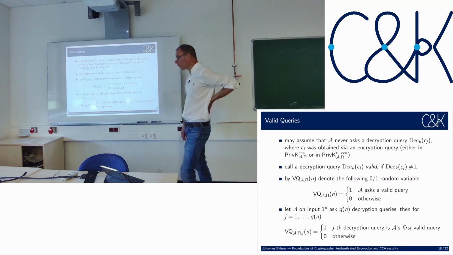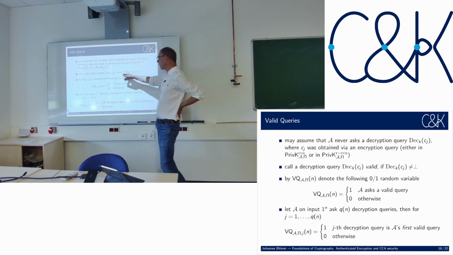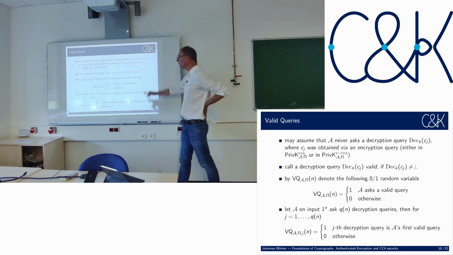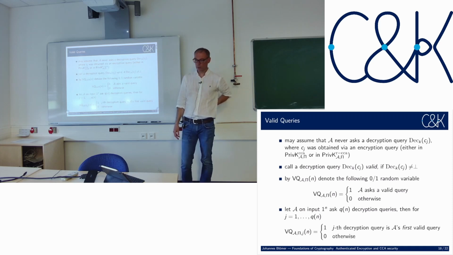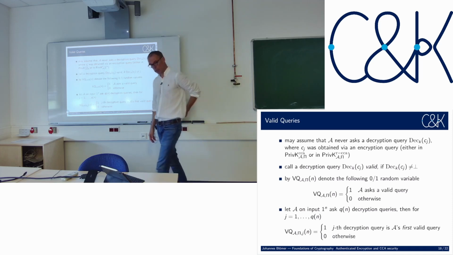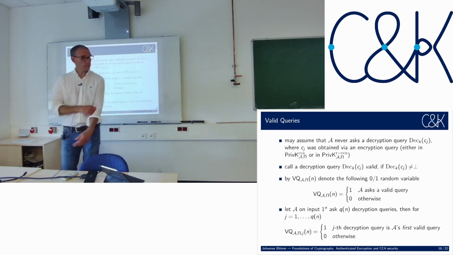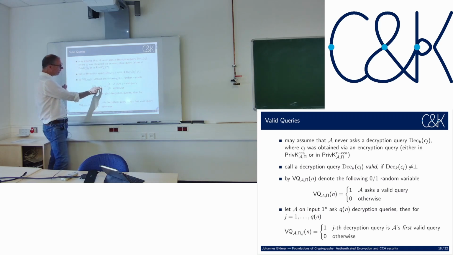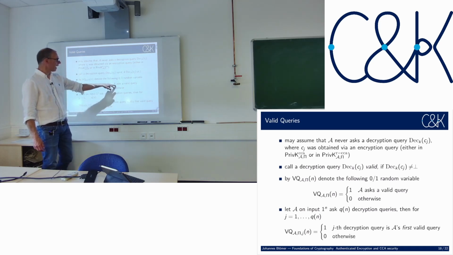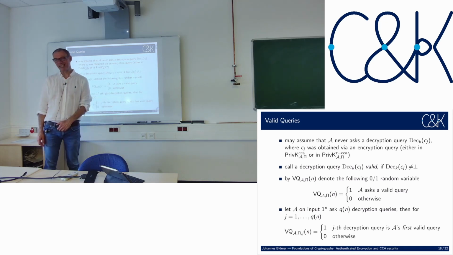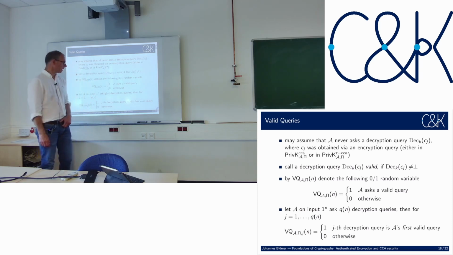And as I said, we call a decryption query on ciphertext CJ valid if the decryption gives something different from the failure symbol. And we denote by VQ_A^pi(n) the 0, 1 random variable that is 1 if A asks a valid query in the CCA game. Okay? And it's 0 otherwise.